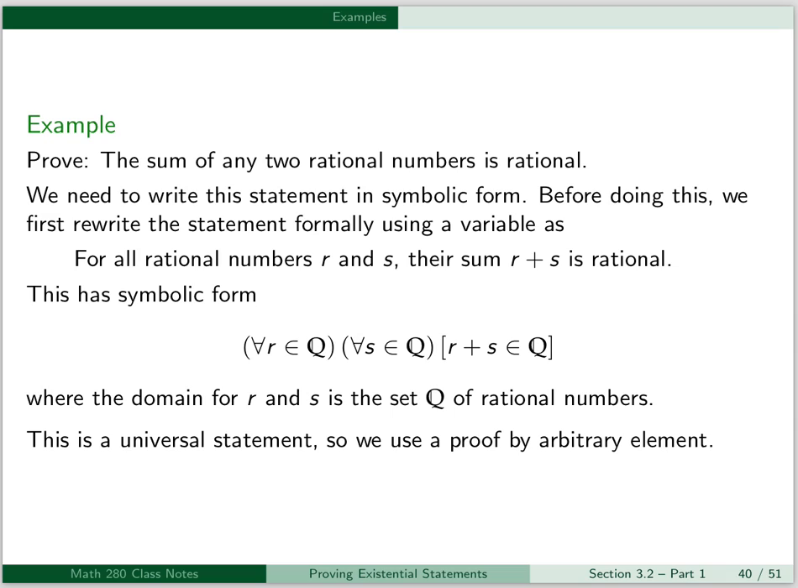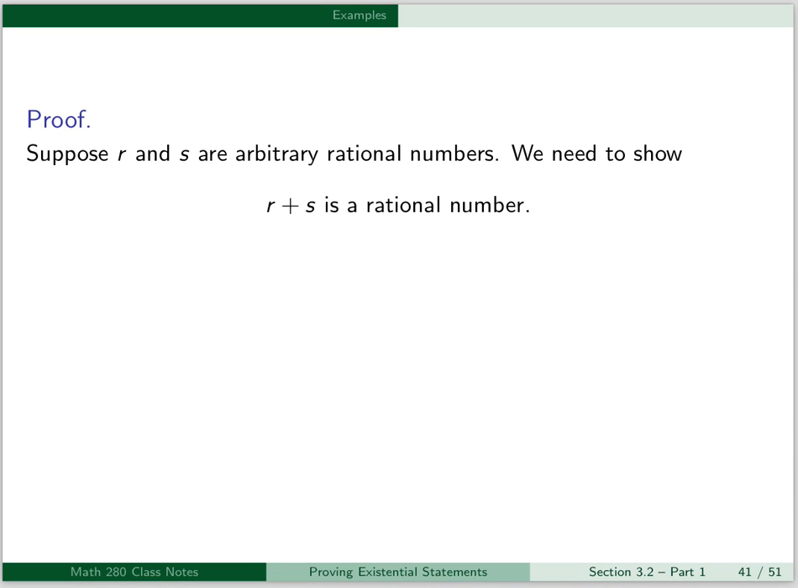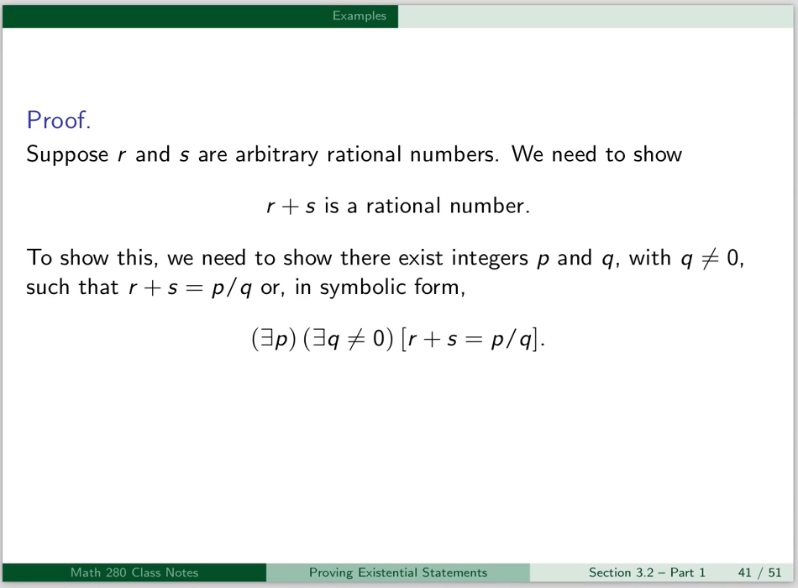Now, this is a universal statement, so we use a proof by arbitrary element. So we'll start by supposing r and s are arbitrary rational numbers. We then need to show that r plus s is a rational number. To show this, we need to show there exist integers p and q with q not equal to 0, such that r plus s equals p over q. Or in symbolic form, there exists a p, there exists a q not equal to 0, such that r plus s equals p over q.